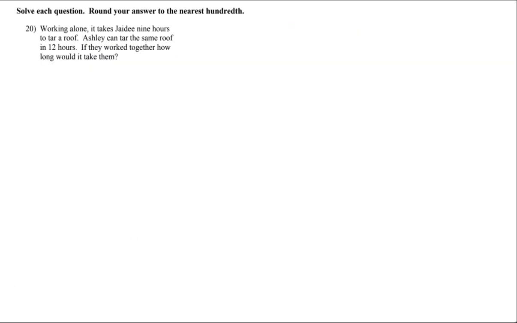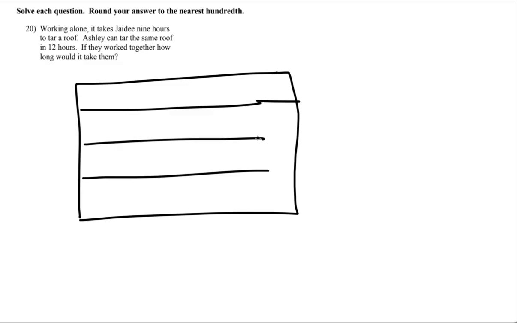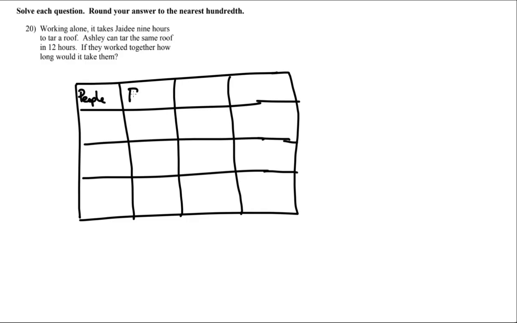All right, so number 20 is a work problem. So I'm going to draw a box. And in this matrix, I've got some people, and then I know that the rate that they work times the time is going to be the total work. So we've got people, the rate that they work, the time that they work, and then the rate times the time is going to equal the work done.